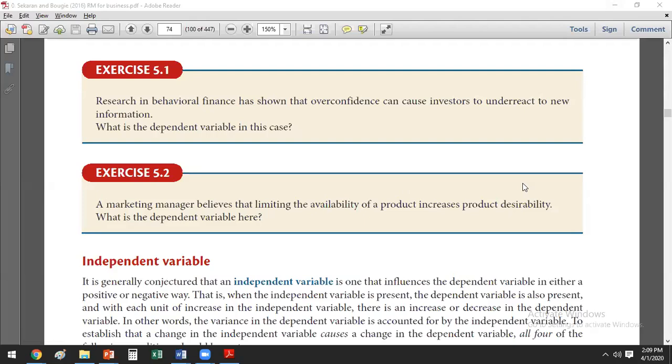Limiting the availability is one of the factors which is affecting the product desirability. So whatever factor is causing something is always the independent variable, and whatever is caused is called the dependent variable. Product desirability is caused due to the limiting of availability of the product. So limiting the availability is the independent variable, product desirability is dependent.